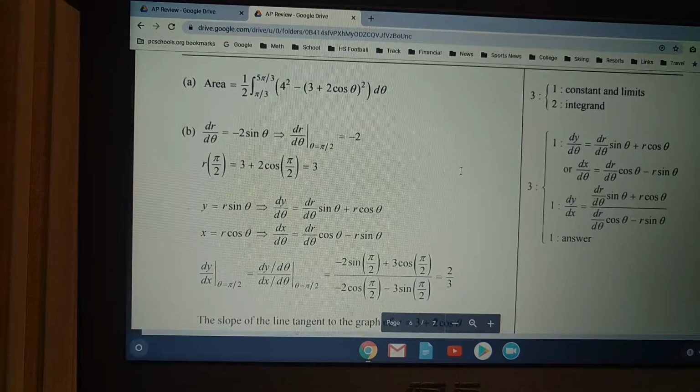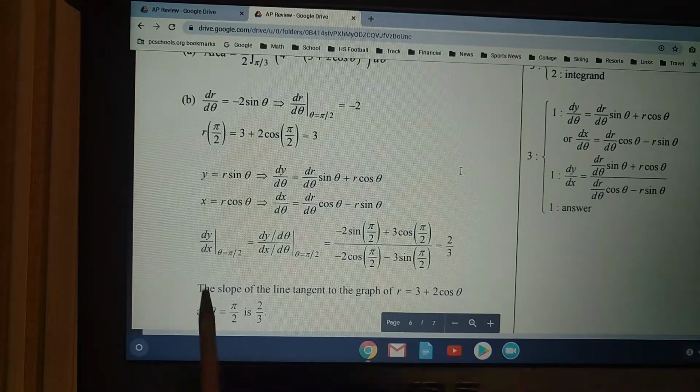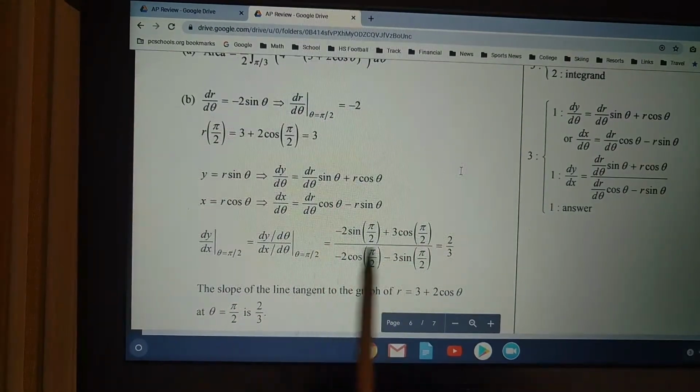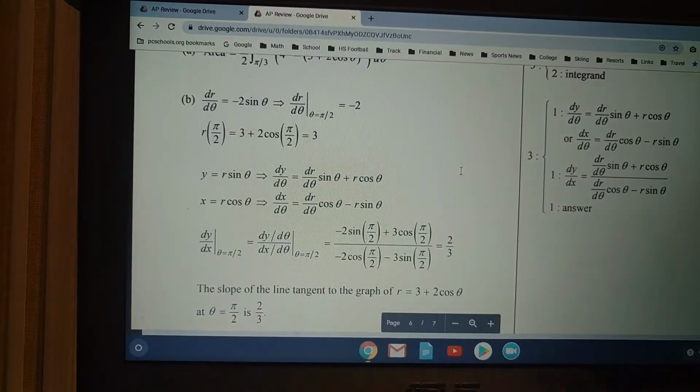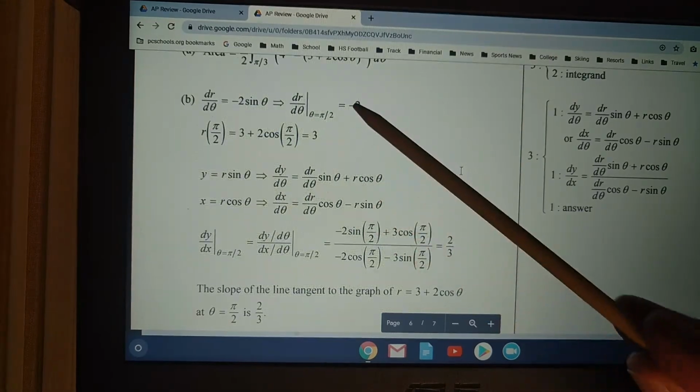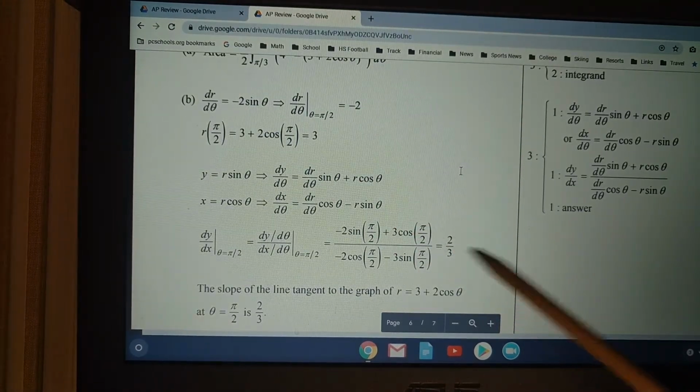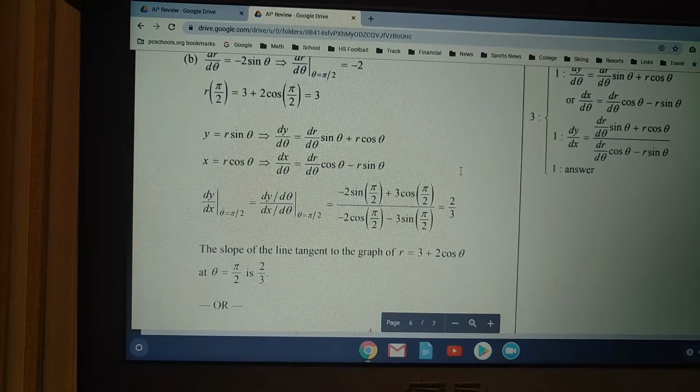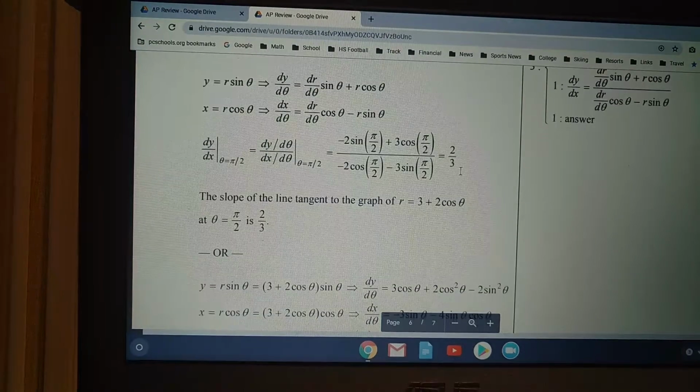Then if you get your dy dx correctly, which is where you actually plug those in and take the ratio of those two expressions there, then you get another point. And then finally, if you evaluate correctly, plug in the correct values that you got from up here and get your 2/3, then you get your point there.